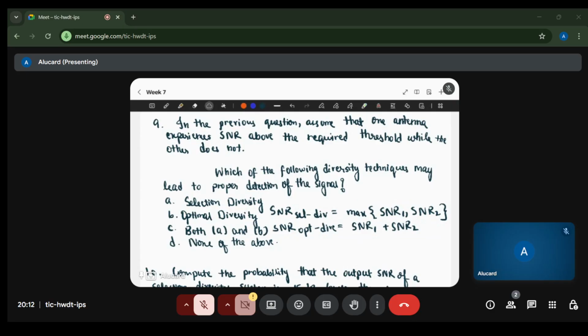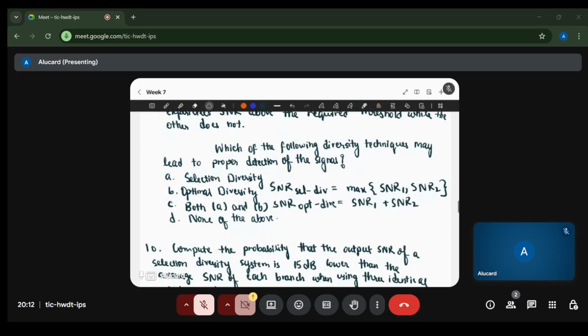And since one of the SNRs is greater than the threshold SNR, in optimal diversity, which gives you the sum of the two SNRs as the resulting SNR, since SNR is a positive quantity, if one of them is above the threshold, then the sum is also above the threshold. So in this case, both of them will work.